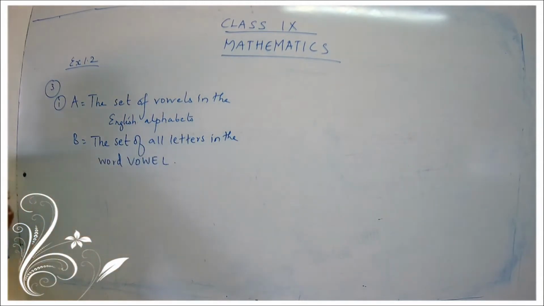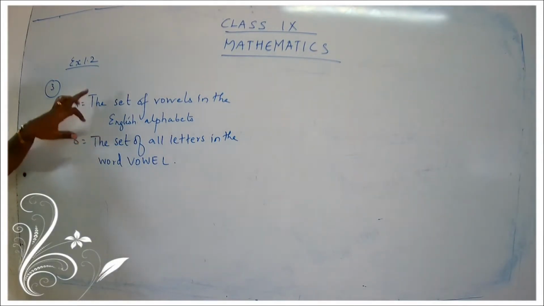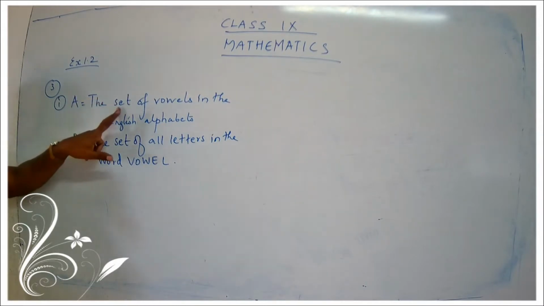What is the question given to you? 2 sets are there. The first set is A. A is a set of vowels in the English alphabet, and B is equal to the set of all letters in the word vowel. Okay, so you have to be clear with the statements. First of all, let me write the members of A and B. So now this is in the form of descriptive. The set is described by words.